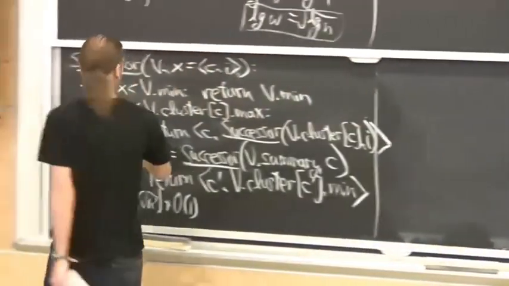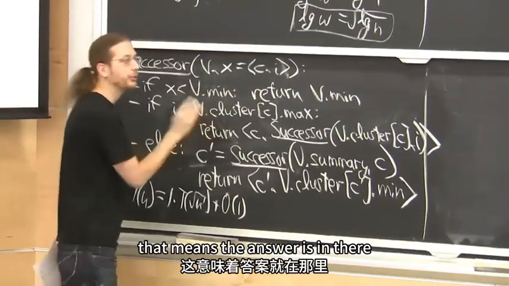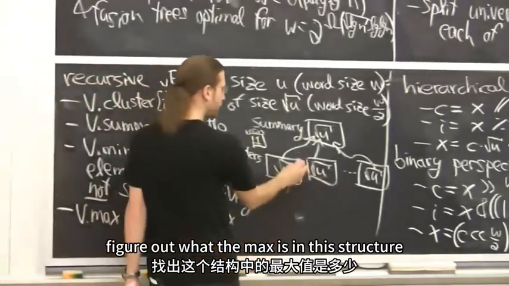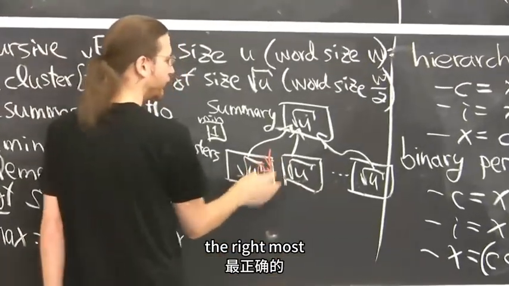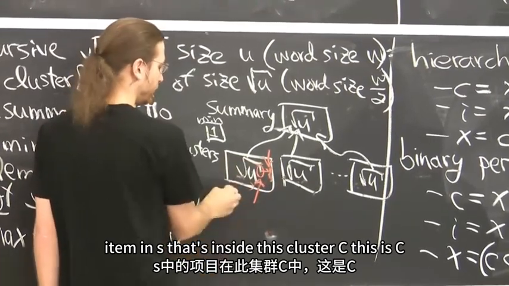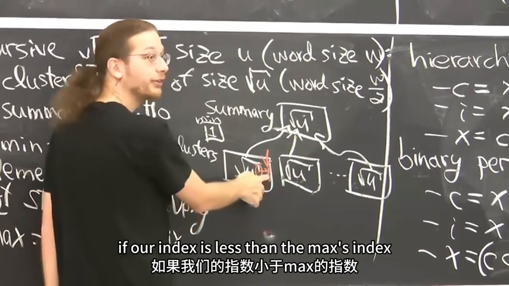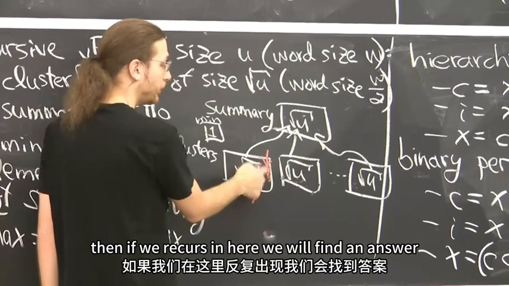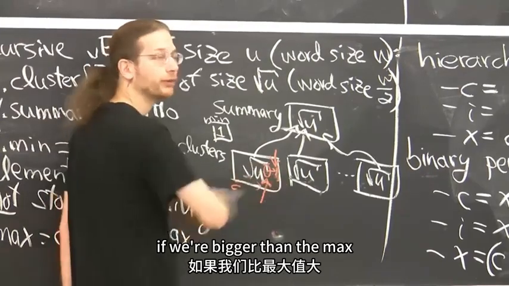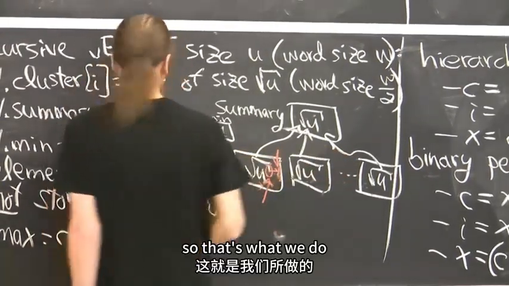If we are less than the max of our own cluster, that means the answer is in there. Figure out what the max is in this structure, the rightmost item in S that's inside this cluster C. This is C. If our index is less than the max's index, then if we recurse in here, we will find an answer. If we're bigger than the max, then we won't find an answer down here. We have to recurse somewhere else.